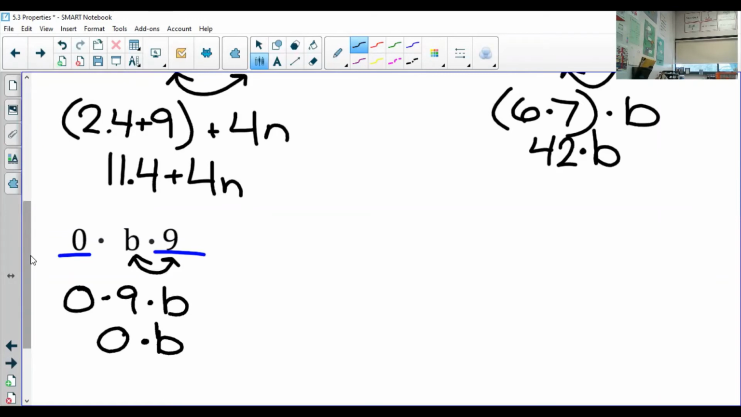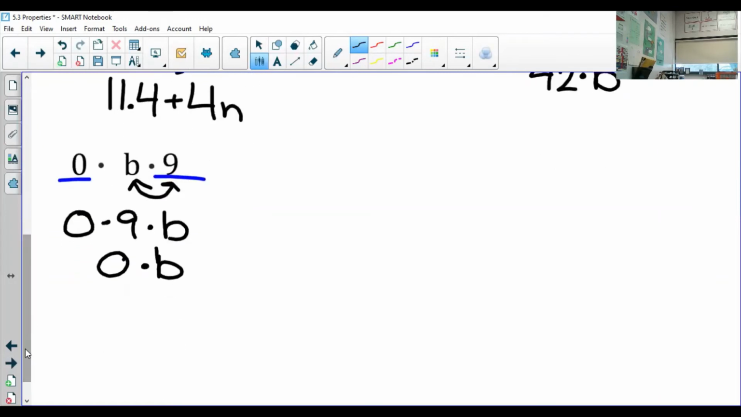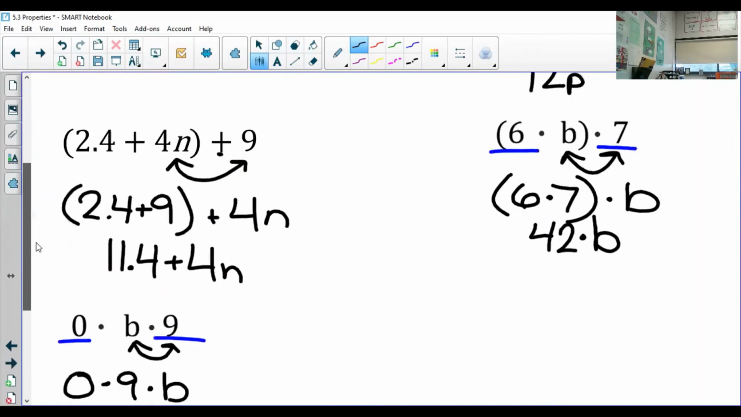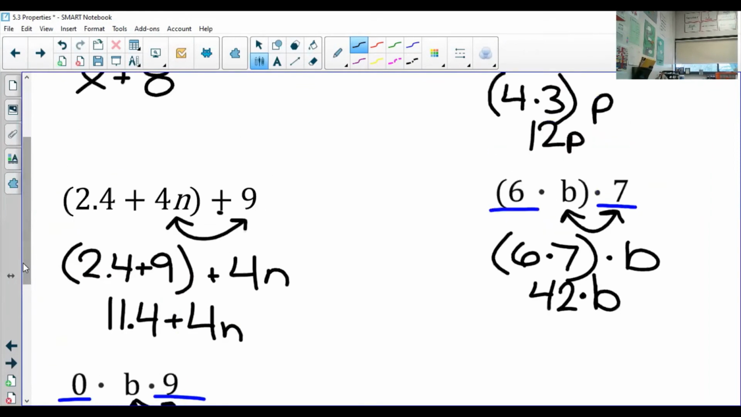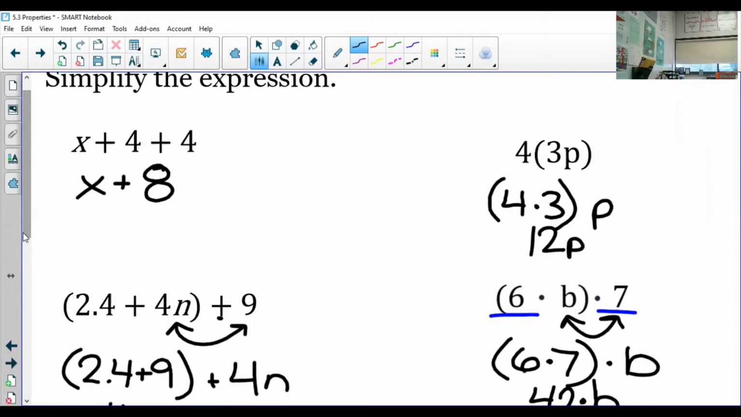Can I make that any smaller? Actually, I can, because 0 times any number is always 0. So even if I don't know what b is, it doesn't matter. If b equals 8, that would be 8 times 0, still 0. If b equaled 1,000, that would be 1,000 times 0, still 0. So no matter what, it's going to be 0. You are taking those properties, the commutative and associative properties, and using them to rearrange numbers so that way we can get them into a smaller expression.